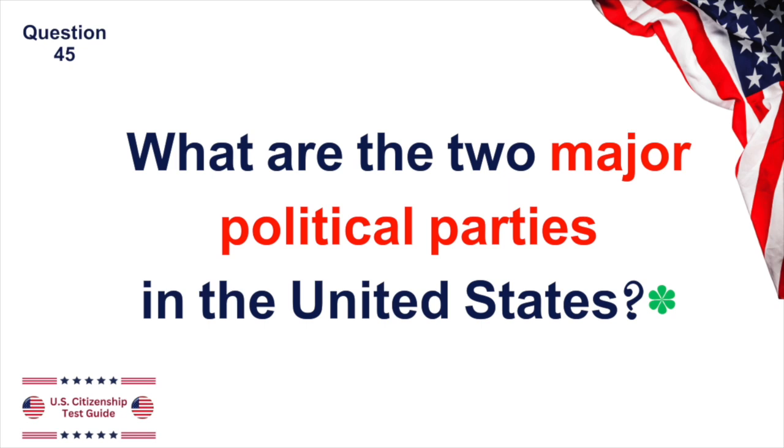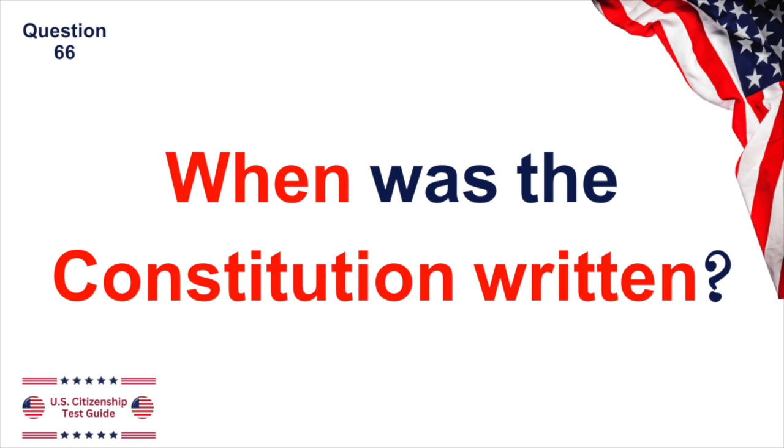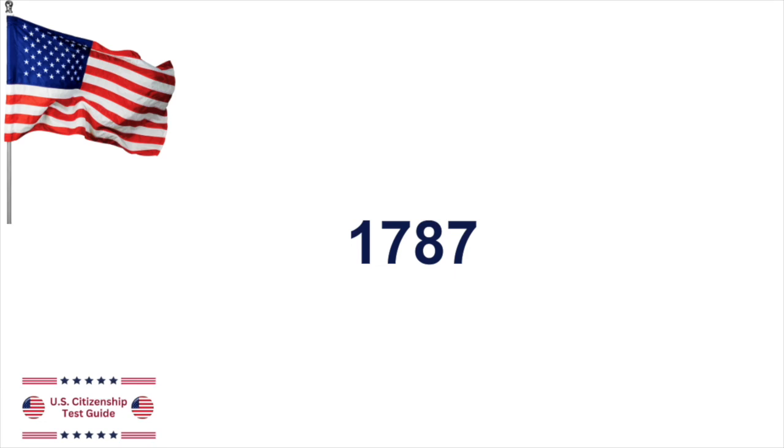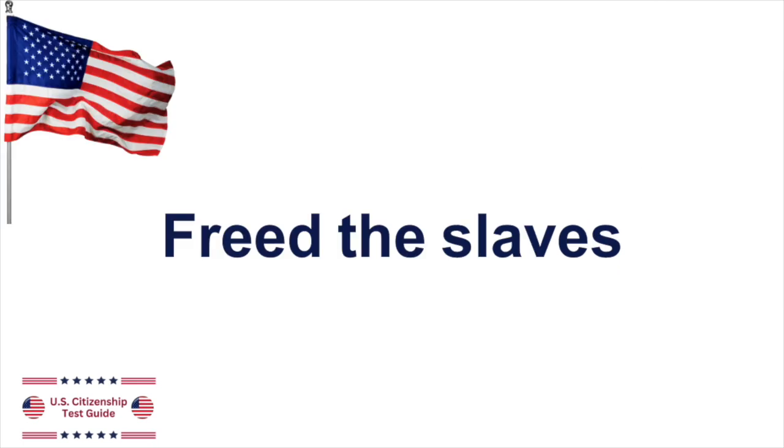What are the 2 major political parties in the United States? Democratic and Republican. When was the Constitution written? 1787. What did the Emancipation Proclamation do? Freed the slaves.